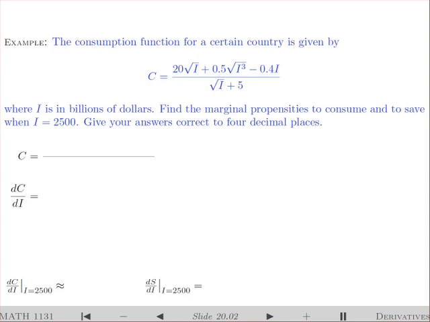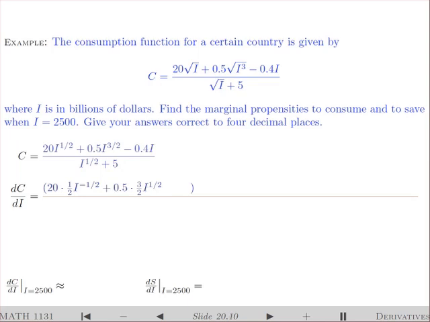We will write all the square roots in terms of fractional powers so that I can apply the power rule. Square root of I is I to the power 1/2, square root of I cubed is I to the power 3/2, and I'm going to use the quotient rule. The numerator's derivative is 20 times 1/2 I to the power 1/2 minus 1. 20 times 1/2 is 10, and 1/2 minus 1 is negative 1/2. That's how I get this I to the negative 1/2.